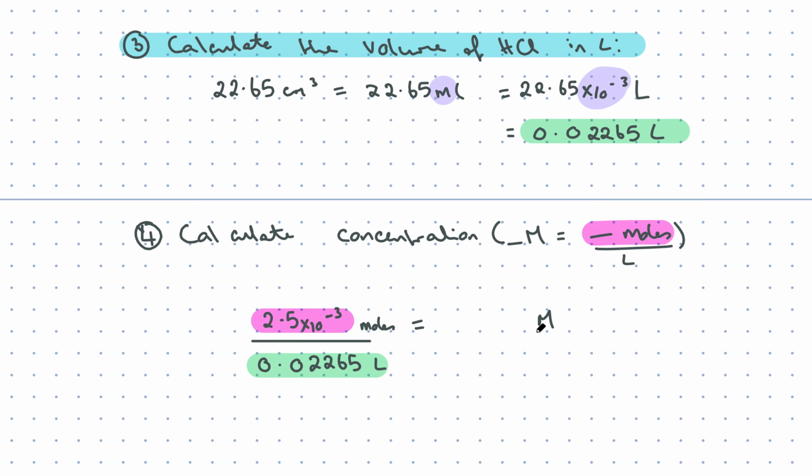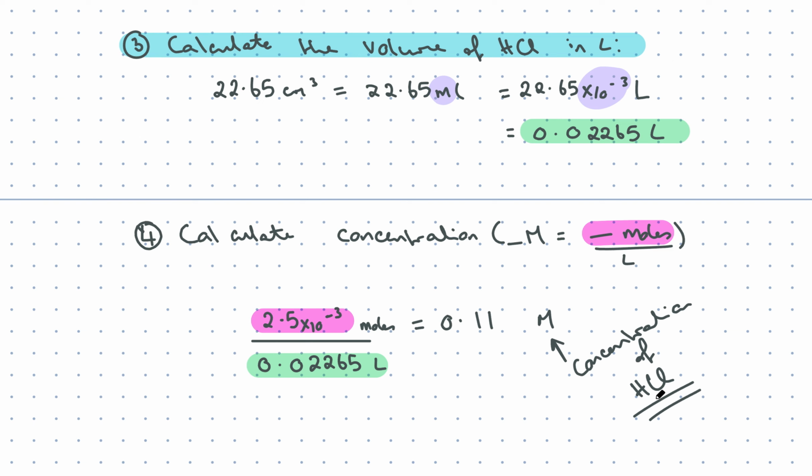So I put it into my calculator, 2.5 times 10 to the minus 3, divided by what I just worked out in the last part, 0.02265. So if I do that, what I'm getting, rounded to 2 decimal places, is 0.11 molar solution. So this right here then is the concentration of the HCl. That's what we have in this experiment.